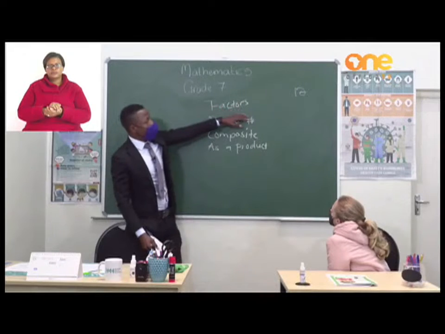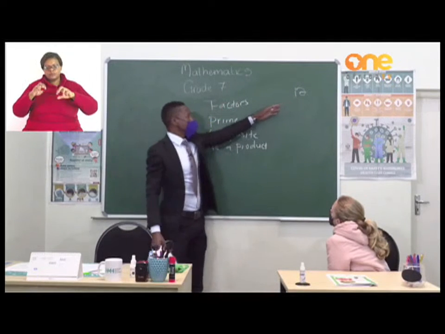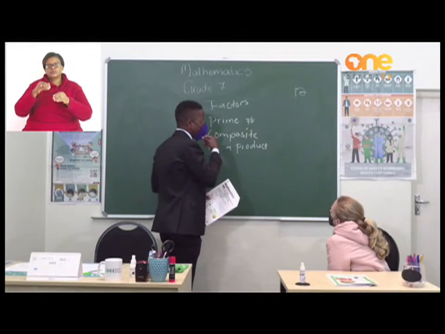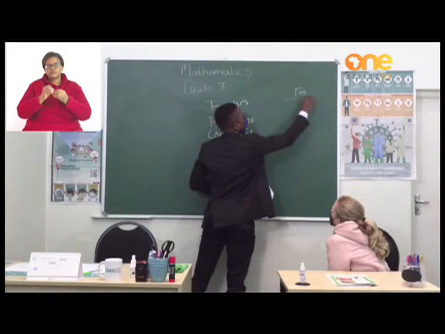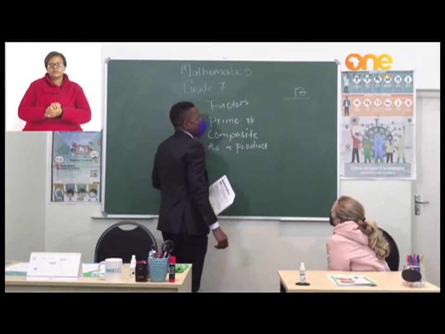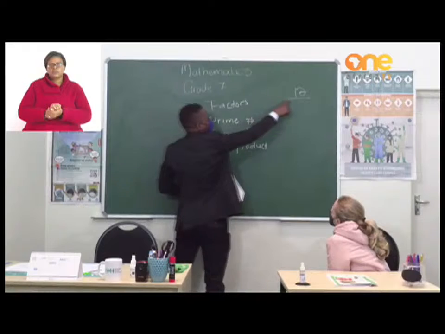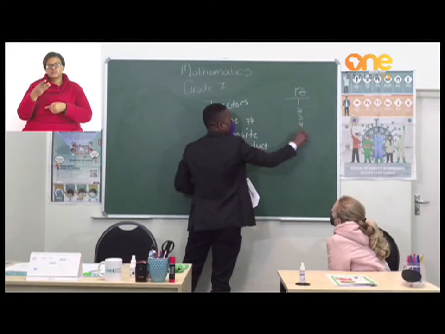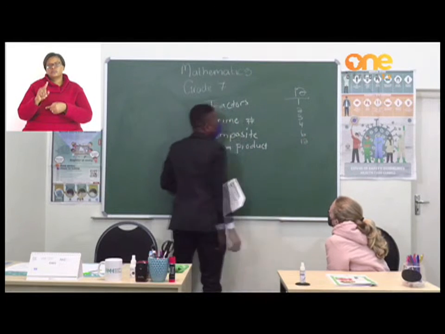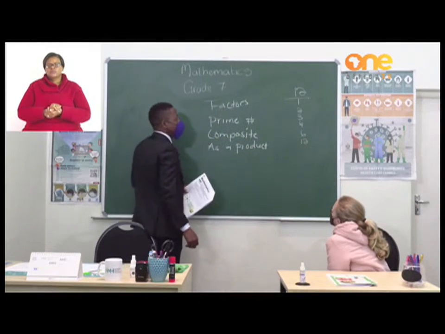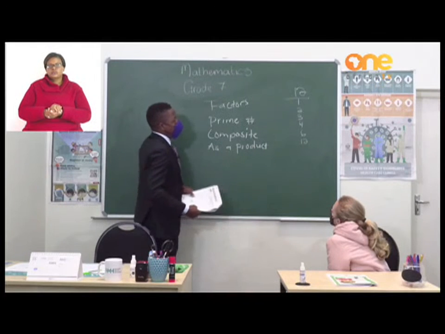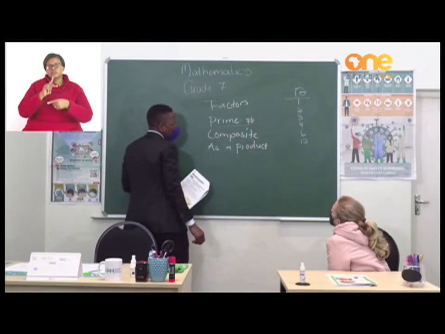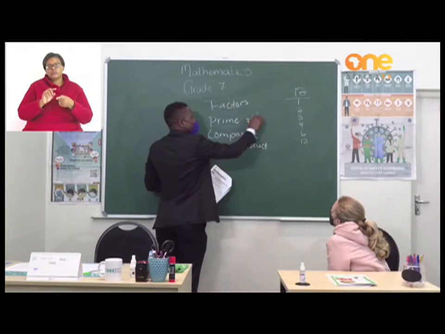The first one, we need to find all the factors of 12. A factor is a number that goes into a number without leaving a remainder. So factors of 12 are 1, 2, 3, 4, 6, and 12. Prime numbers, or we can also say prime factors.